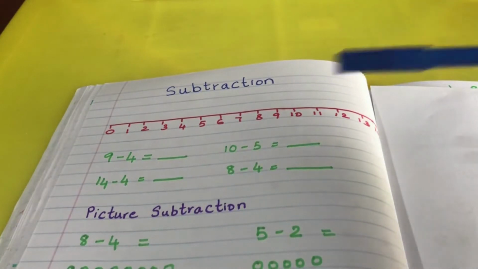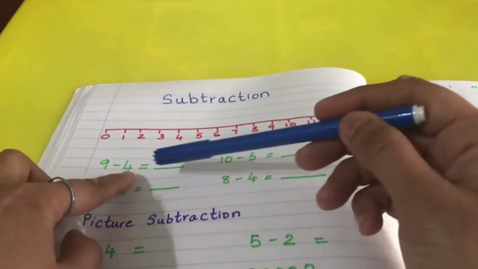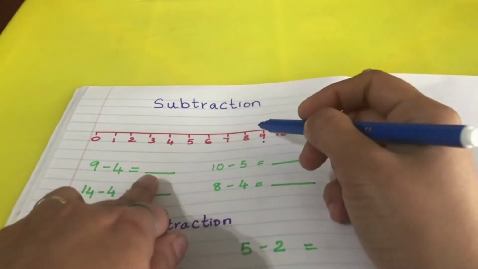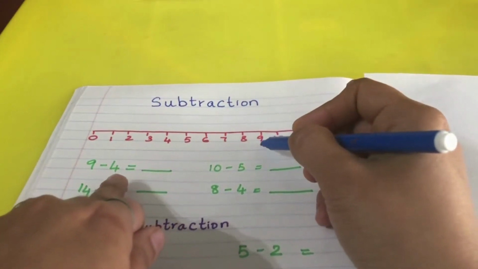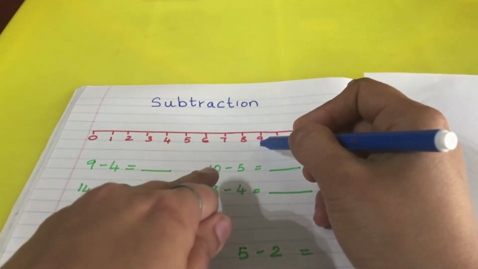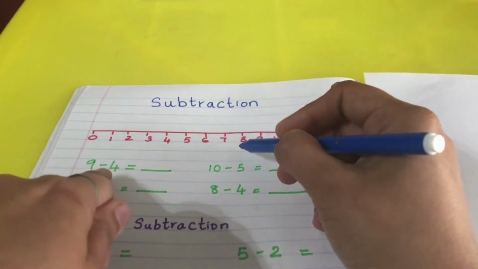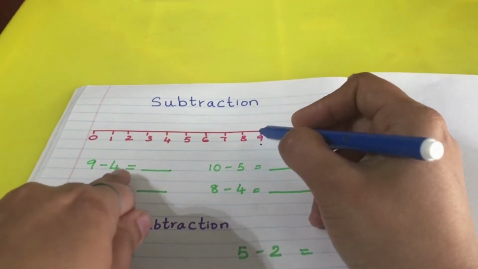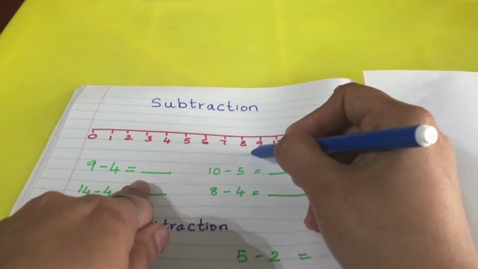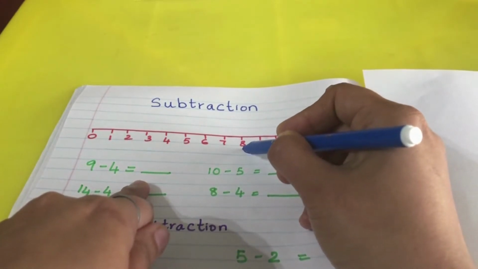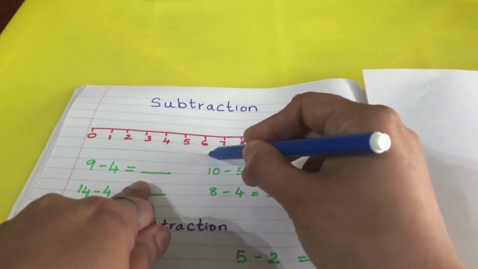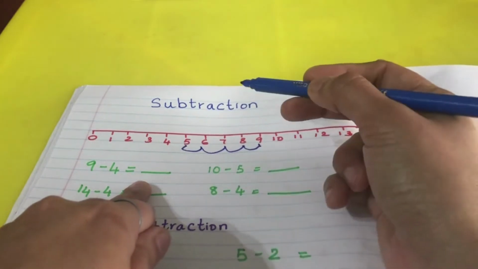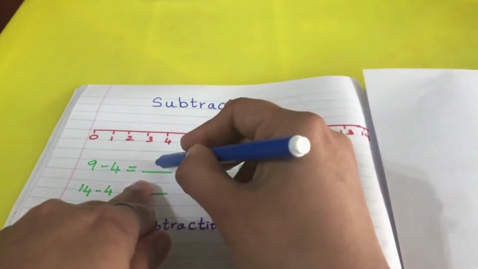So the first equation is 9 minus 4. So what the kid has to do is find the number 9. Then he has to jump 4 steps backwards because it is 9 minus 4. So let's move 4 steps backwards. 1, 2, 3, 4. So what's the answer? Answer is 5.